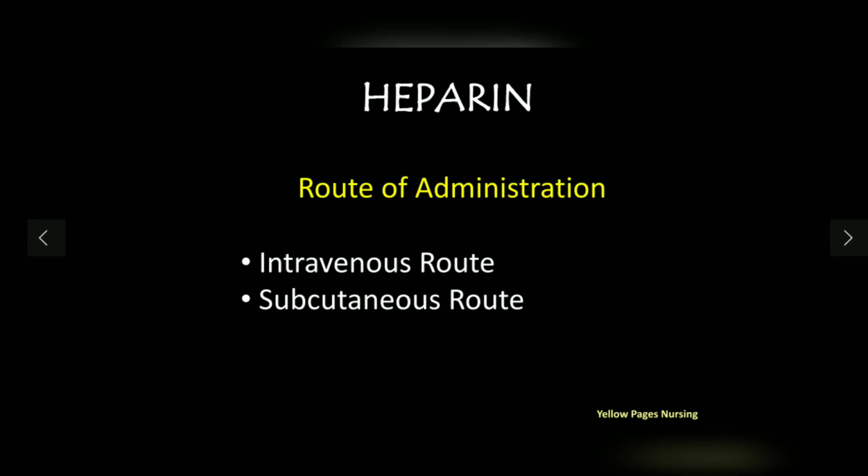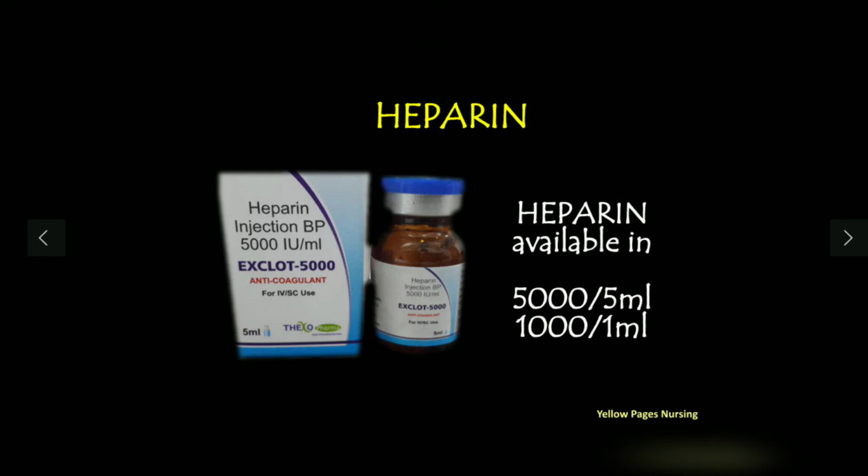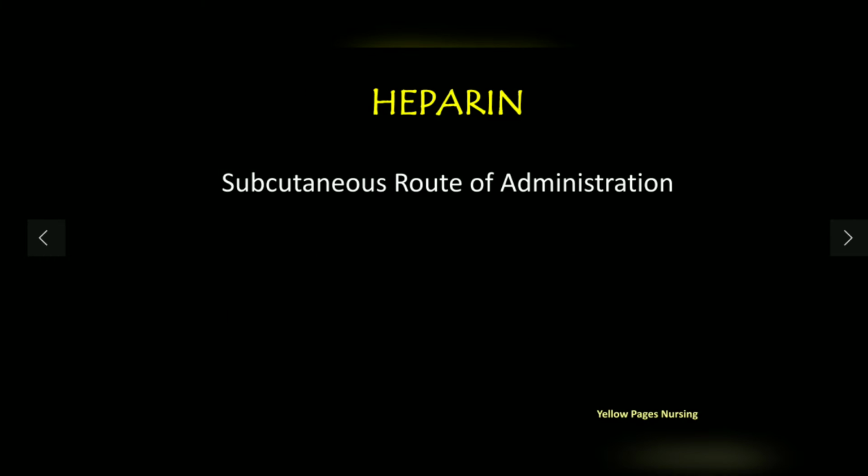Heparin is administered through two routes. One is intravenous and the other is subcutaneous. Heparin is available in 5 ml vial in two different forms. One is 25,000 international units per 5 ml and the other is 5,000 international units per 5 ml. Now, let's look into the drug calculation of injection heparin to be administered through subcutaneous route.